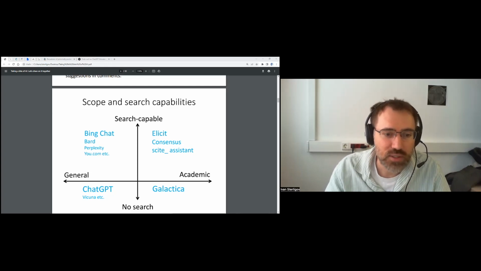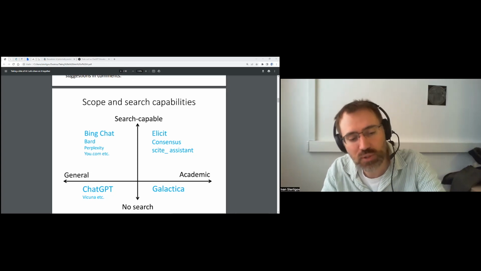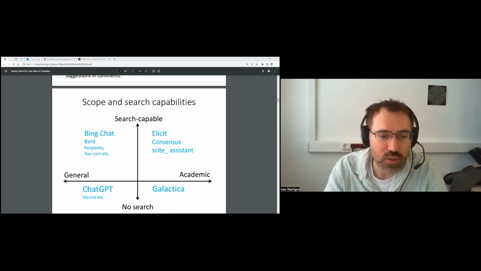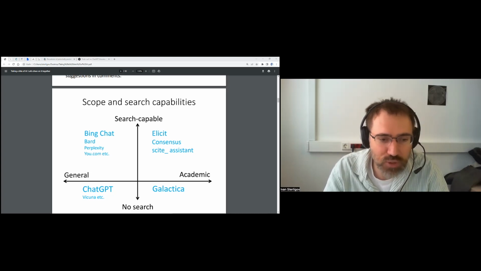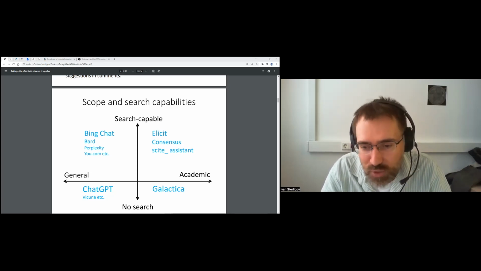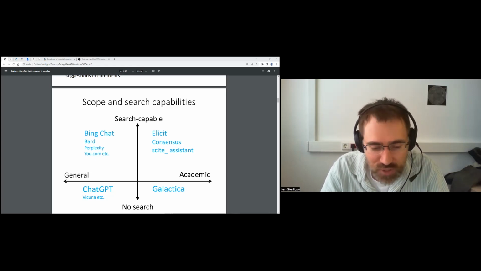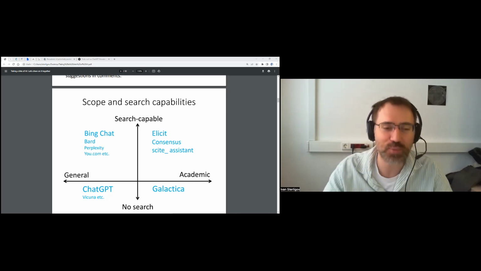Then there's the right part of this graph, academic tools. Perhaps the most high-profile of them is nowadays closed. It's Galactica by Meta, formerly Facebook. It's a very expensive and large model trained on the academic corpus, but it was open for 2 or 3 days and then closed because it produced very inaccurate results. We'll not talk about it today.